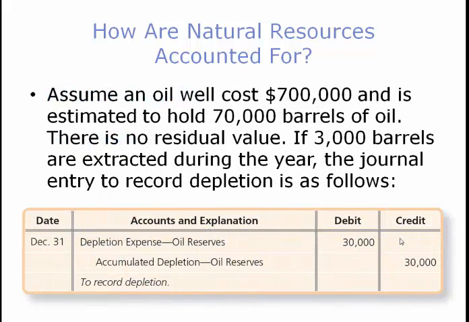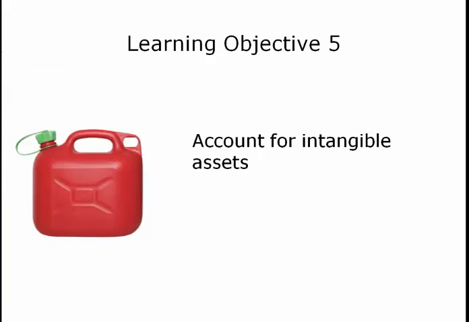So we look at this particular oil example, and it says that you paid $700,000 for oil, and you expect to get 70,000 barrels of oil out of it in a year, and it has no residual value. So if they take out 3,000 barrels, you're going to take the 700,000 divided by the 70,000, and it says it's $10 per barrel is the depletion. And if you did 3,000 barrels, your depletion cost is going to be $30,000. $10 times 3,000, which gives you $30,000. And that's just an example. It looks exactly the same as the units of activity. The only difference is you're using depletion and not depreciation.